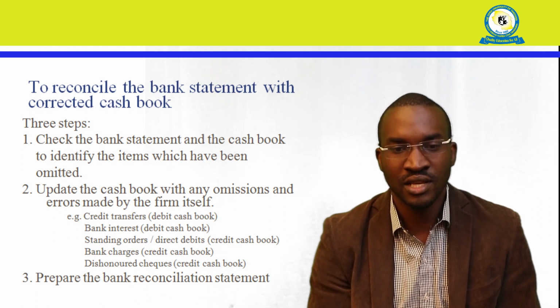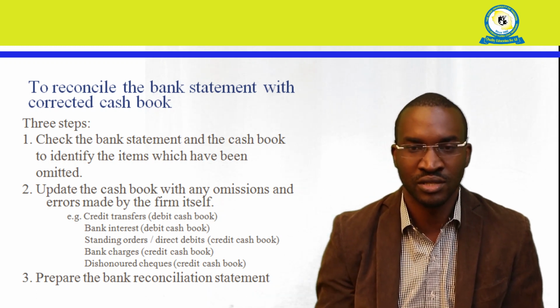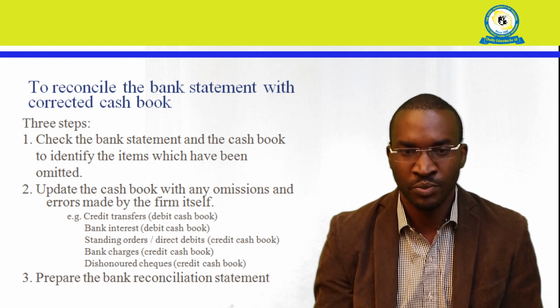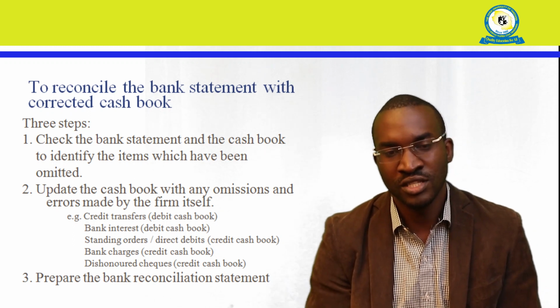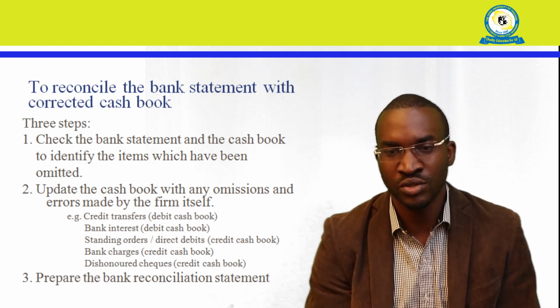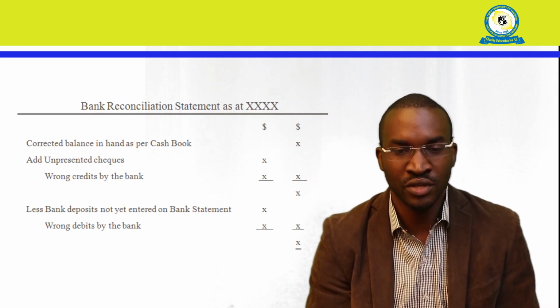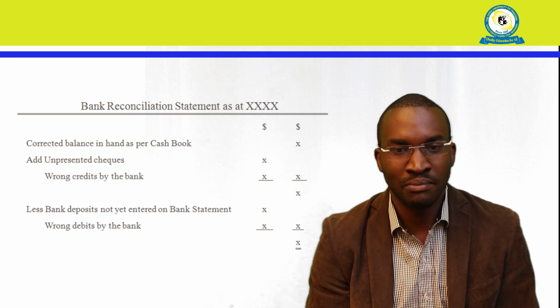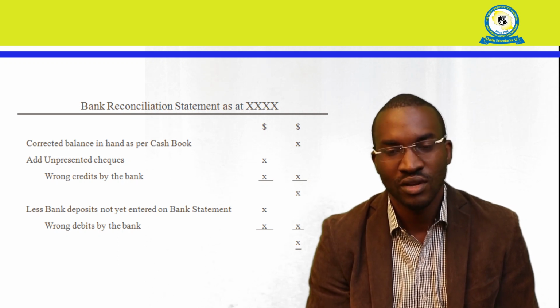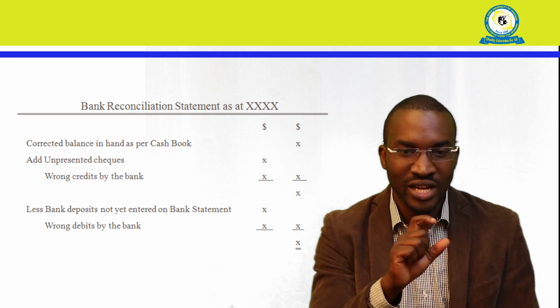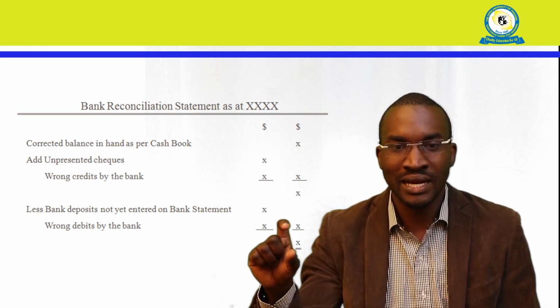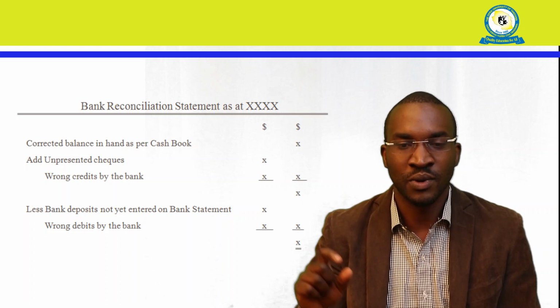The third step is to prepare the bank reconciliation statement. Now you are supposed to prepare the bank reconciliation statement. This is how your bank reconciliation statement is going to look. Take a pause and follow this. You'll have the corrected balance in hand as per cash book. I repeat, the corrected balance in hand as per cash book.